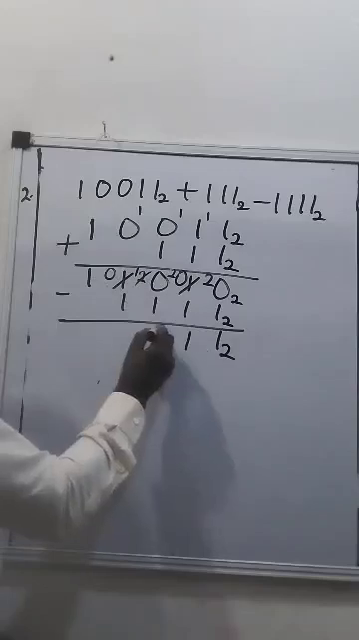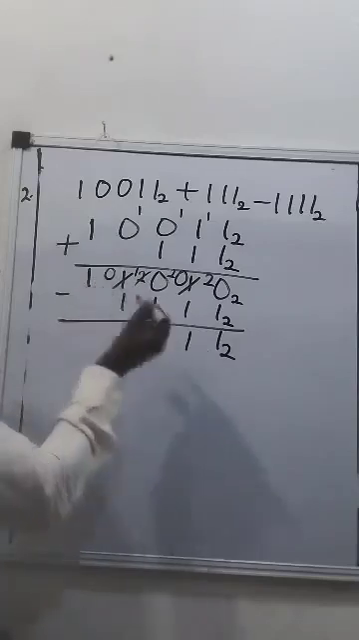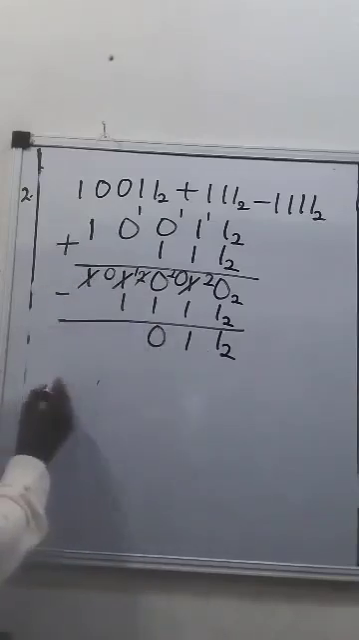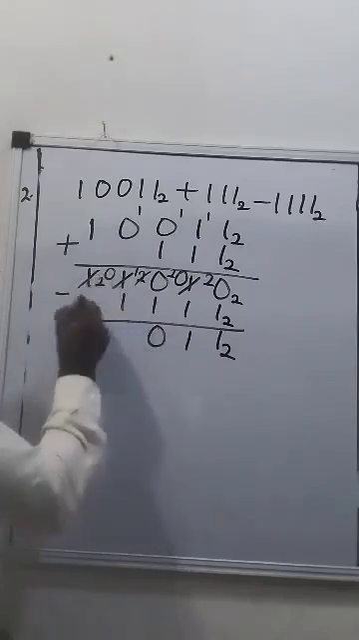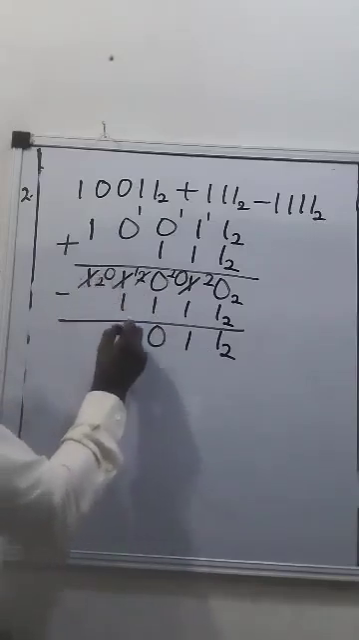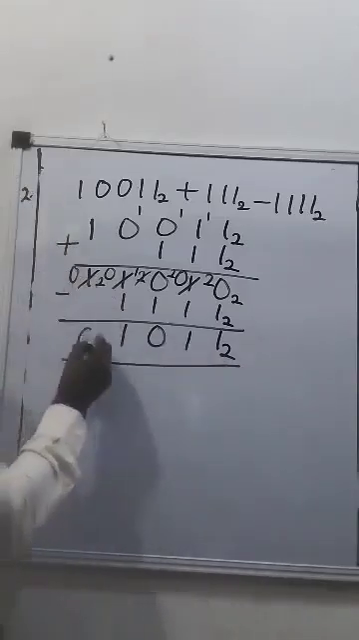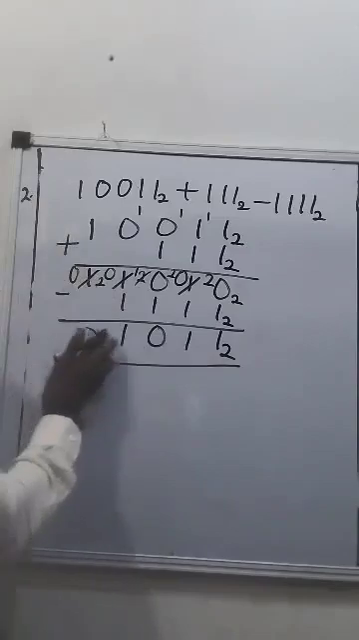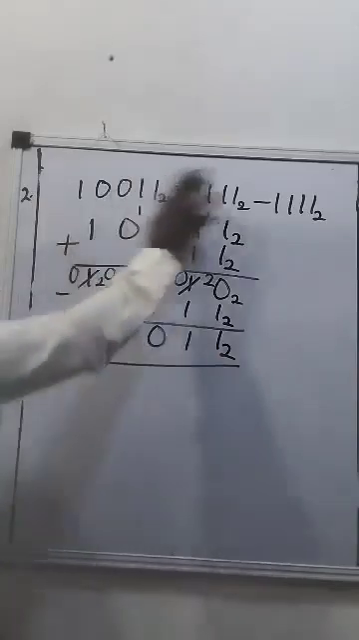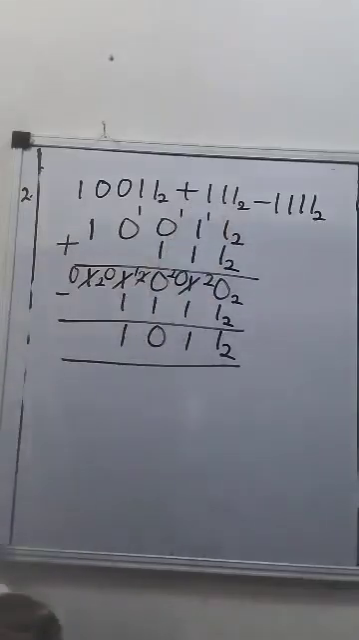So 1 minus 1 is 0. Then 0 minus 1 is not possible. So we have to take the one we have here. We bring it to this place. We have 2. So 2 minus 1 is 1. So this is the answer. The 0 is remaining here. This is 0. But we do not need to write this 0 here. So this one is the answer to this.